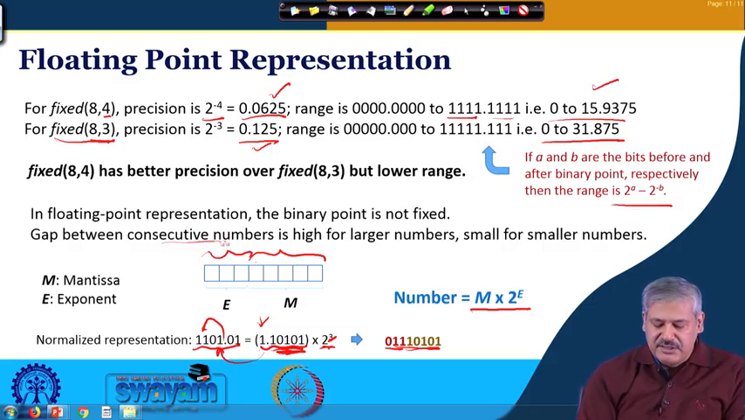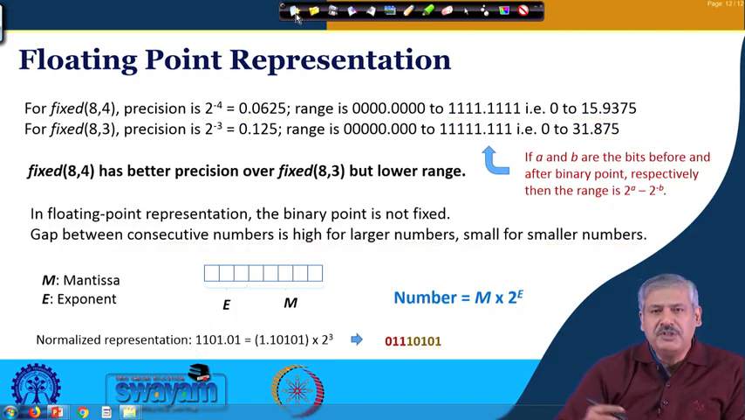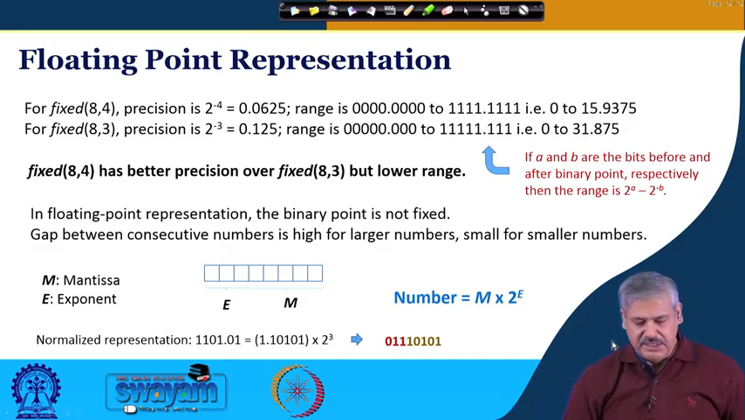Here the gap between consecutive numbers is high for larger numbers and small for smaller numbers. So, precision is not fixed. Okay. We shall mostly deal with fixed point representation in our subsequent discussion later.